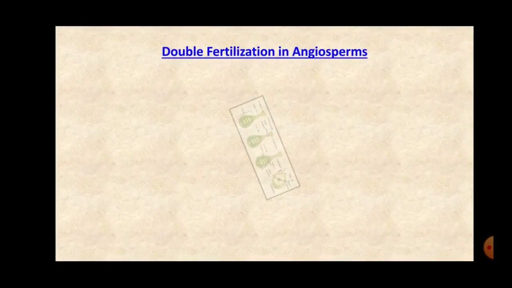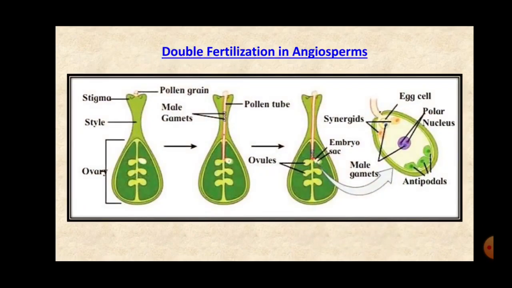Double fertilization in angiosperms. If you remember, angiosperms are the flowering plants where the seeds are present inside, they are not naked, whereas in gymnosperms the seeds are naked, they are not covered. So here we are going to study about the double fertilization in angiosperms. Now why is it called double fertilization? Because here fertilization takes place twice, and now we are going to study how this double fertilization takes place.